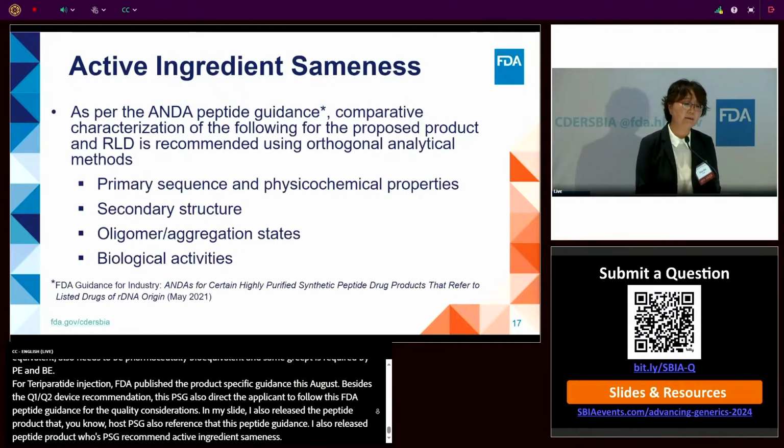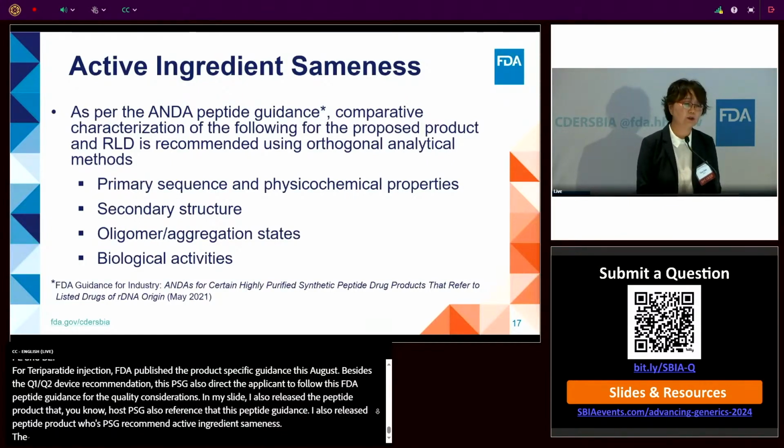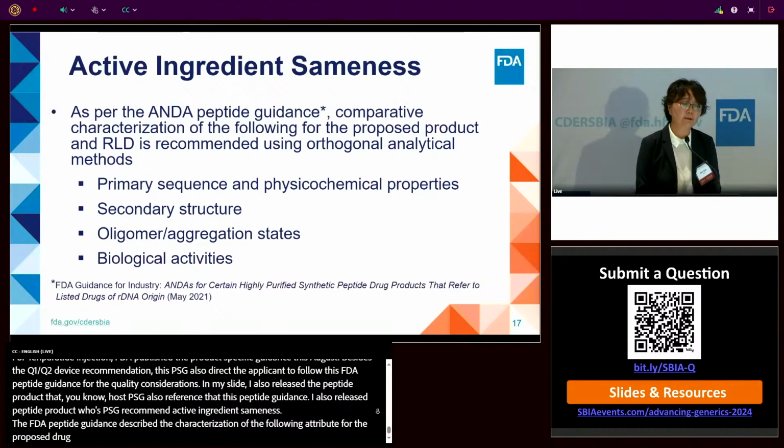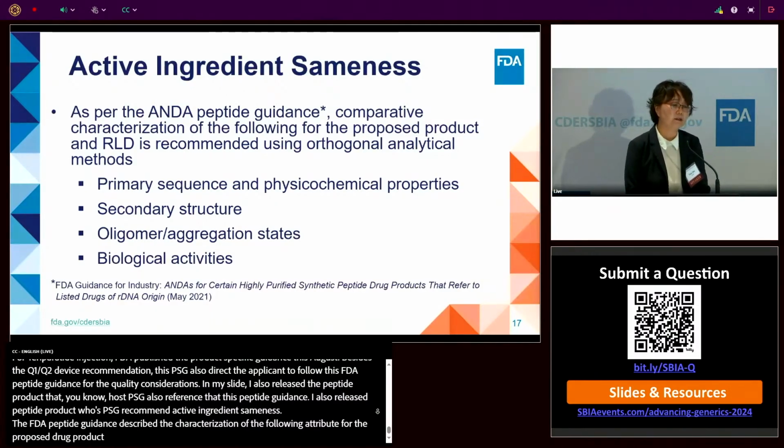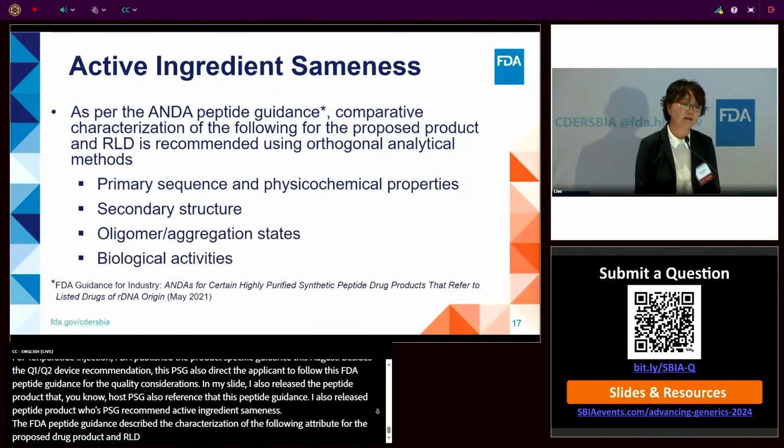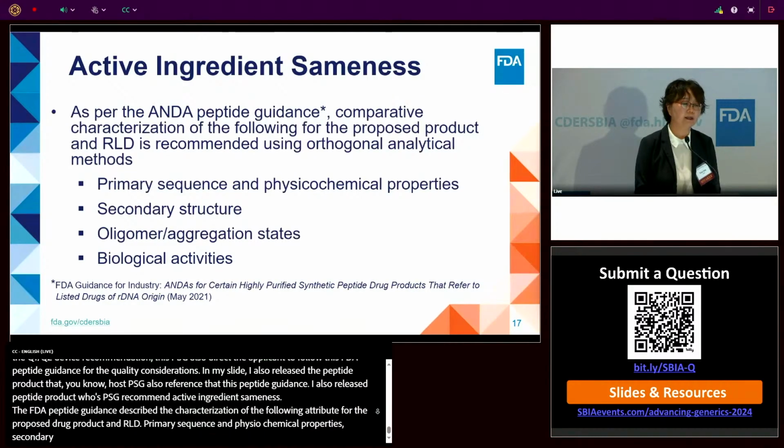The FDA peptide guidance describes the comparative characterization of the following attributes for the proposed drug product and RLD. Primary sequence and physical chemical properties, secondary structure, oligomer aggregation states, biological activities, and also the use of orthogonal analytical methods is recommended.